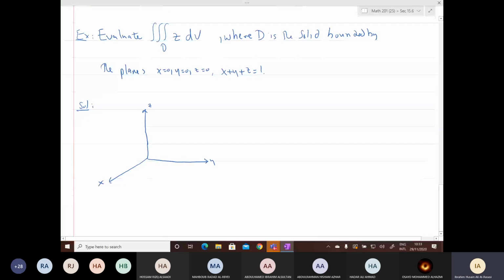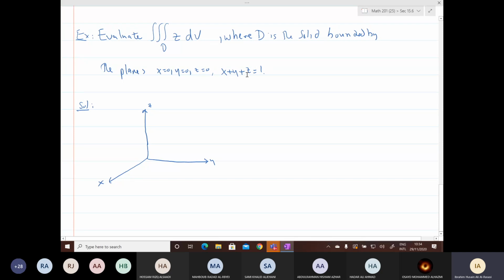Let's review, a reminder, just in case you forget. Just pay attention. Z equal to 0. What is the graph of Z equal to 0? XY plane, the floor. What about y equal to 0? XZ plane, this wall. And x equal to 0 will be the YZ plane. And these are the floor and the two walls. Okay. And these are done.